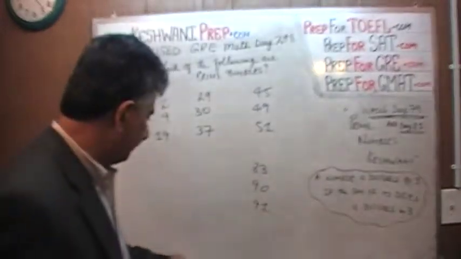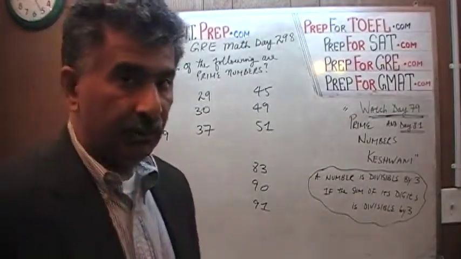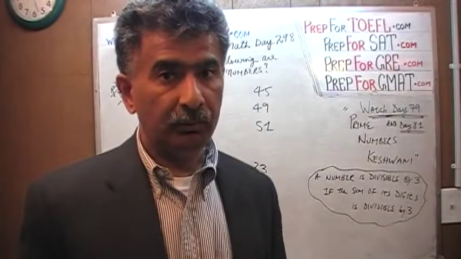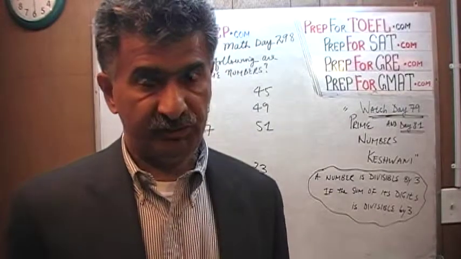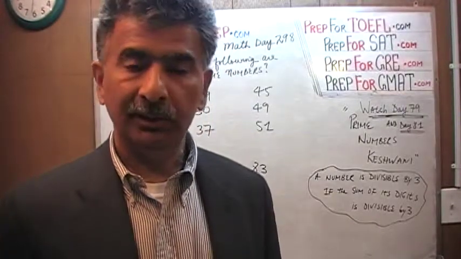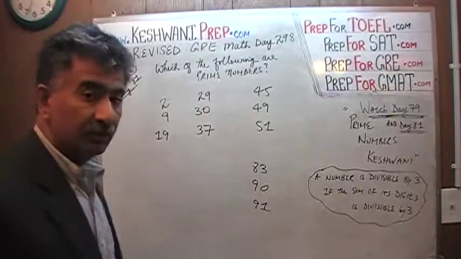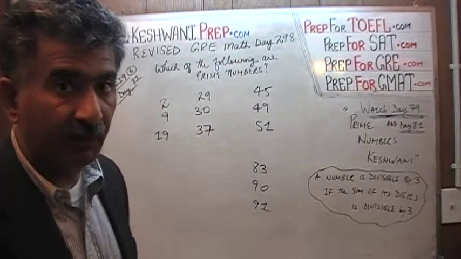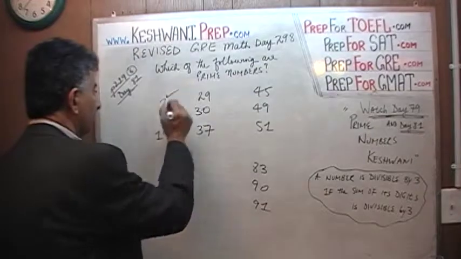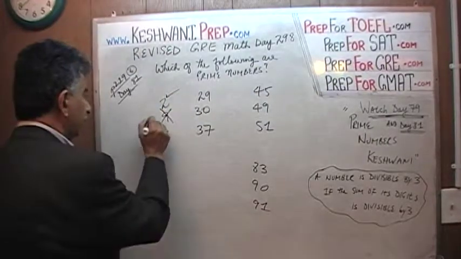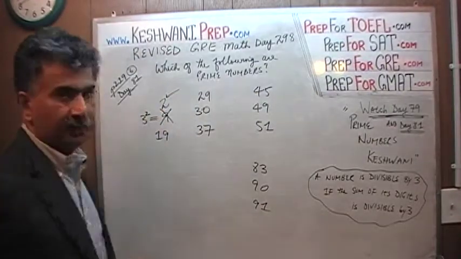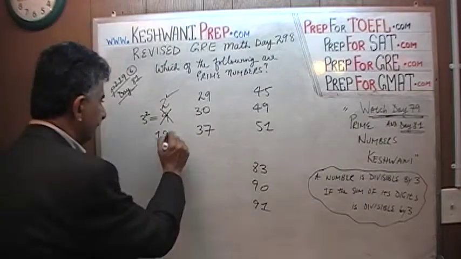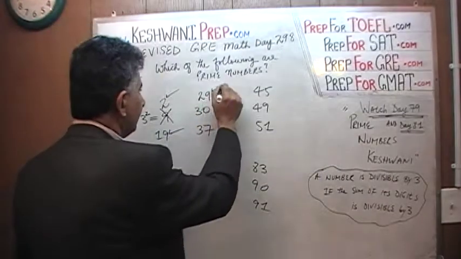Well, what's a prime number? A prime number is a number that can only be divided by itself and 1, and 2 meets those two conditions. Therefore 2 is the only even number that's a prime number. The only two numbers that you can divide 2 by are itself and 1. 2 is a prime number, that works. 9 is not a prime number because 9 can be divided by 3. 9 is a perfect square. 19 is a prime number. 29 is a prime number.